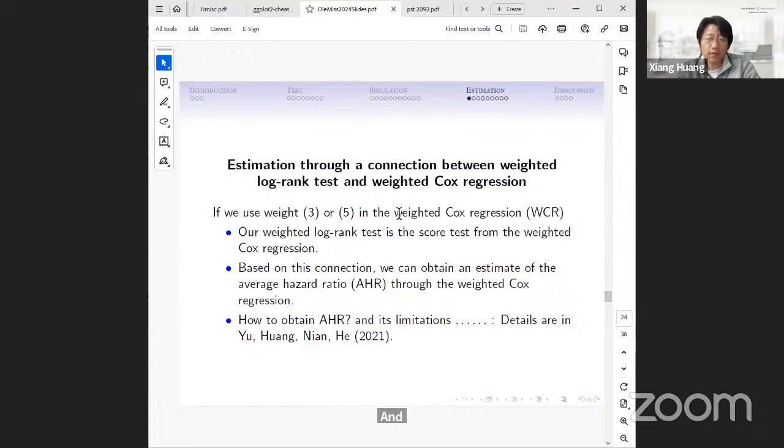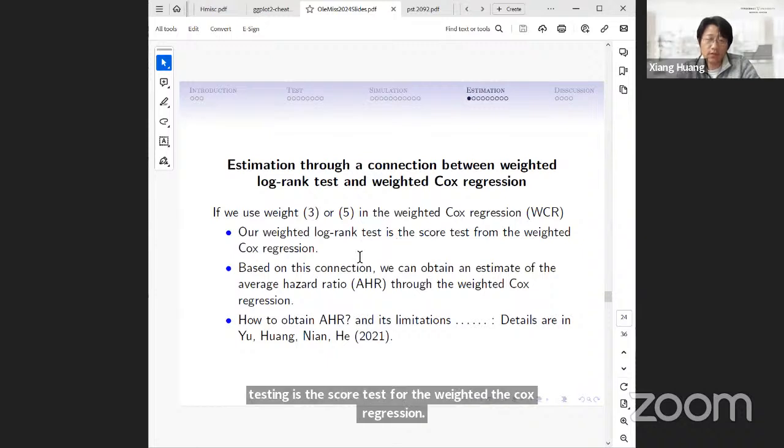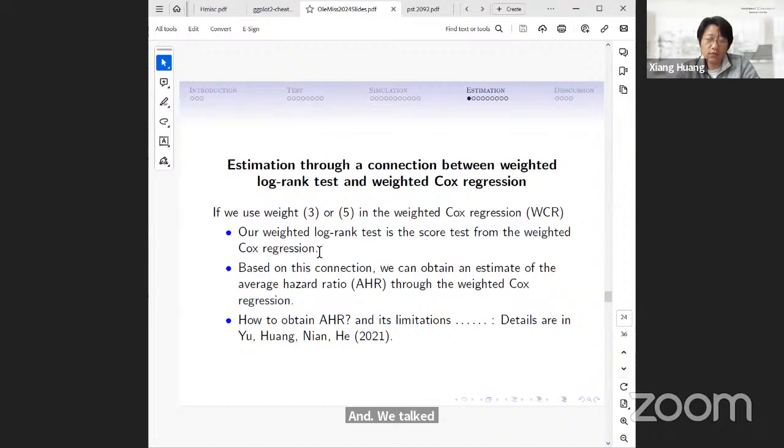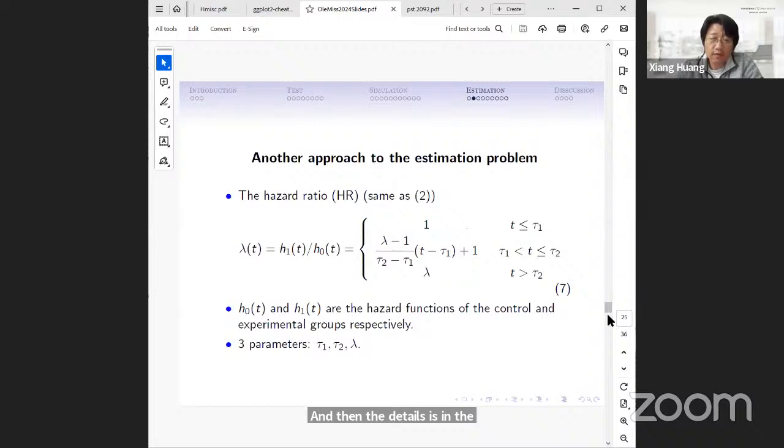So in our paper, we presented that our weighted log test is actually the score test for the weighted Cox regression. And we talked about how to obtain the estimate of the average hazard ratio, so-called AHR. The details are in the paper. I don't have time to talk about this. And the next thing I want to talk about is how to do the estimation.